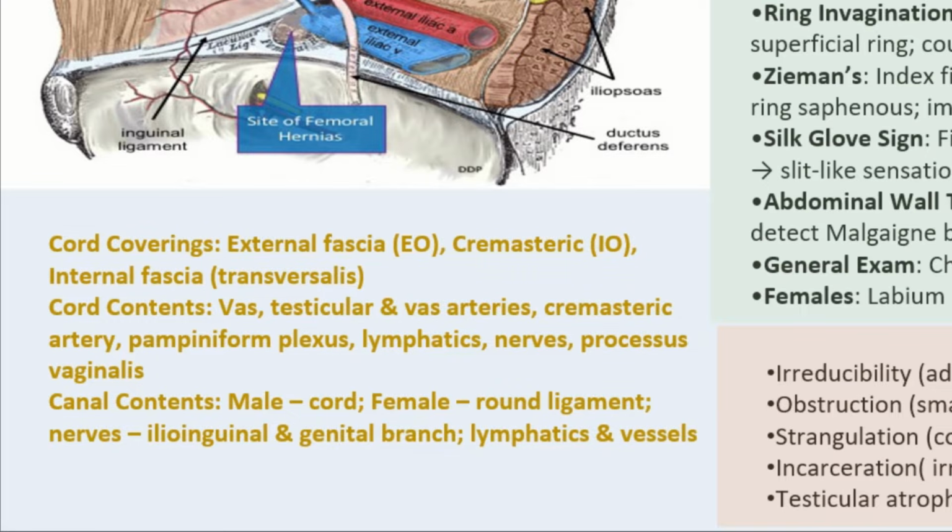When you open the external oblique, that is the anterior wall, the first thing you will see, of course, is the ilioinguinal nerve. Then as you continue, you will see the spermatic cord in males, and in females it will be the round ligament. And then you will see other things like lymphatics, and you will see blood vessels passing through there. So the nerves are the ilioinguinal nerve and the genital branch of the genitofemoral.